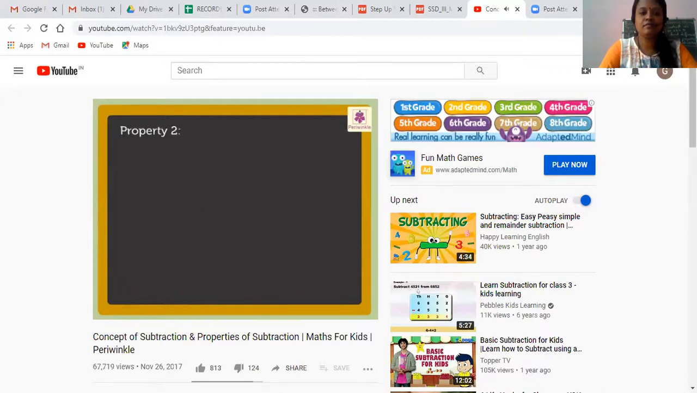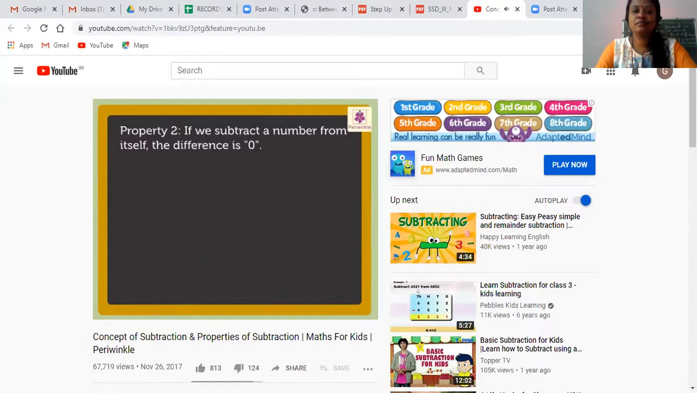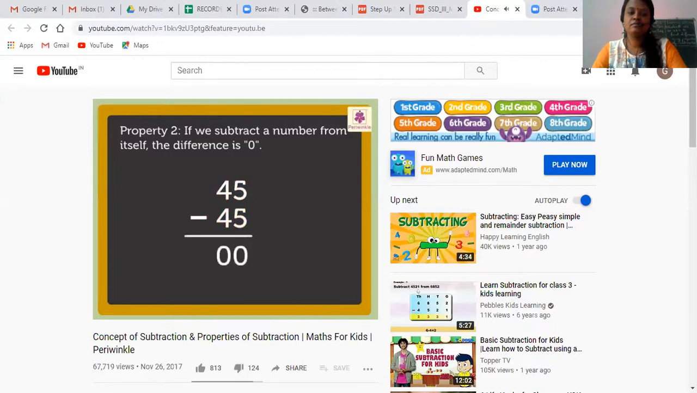Property 2. If we subtract a number from itself, the difference is 0. Let us take the number 45. If we subtract 45 from 45, that is, if we subtract 45 from itself, we get the answer 0. This tells us that if we subtract a number from itself, the difference is 0.